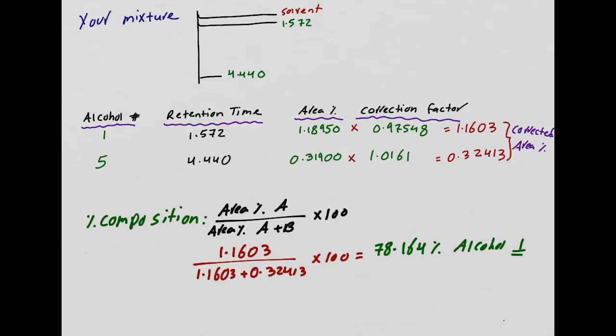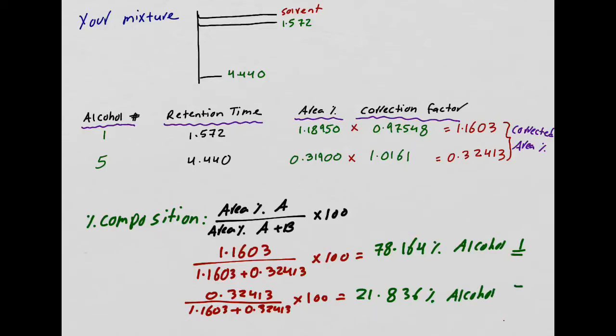So for alcohol 5 it would be 0.32413 over 1.1603 plus 0.32413, times 100%. I get 21.836%. That is my alcohol 5.